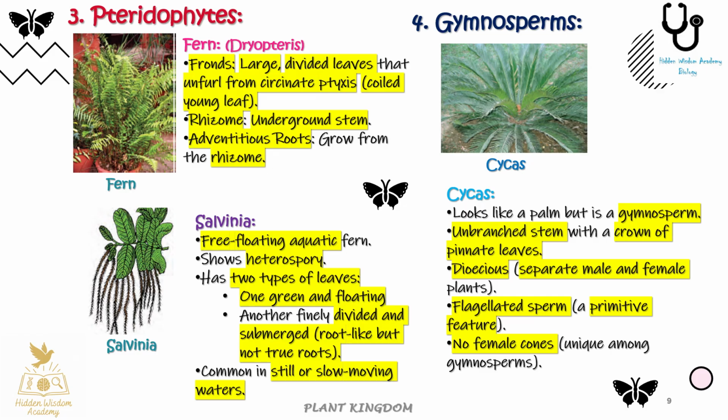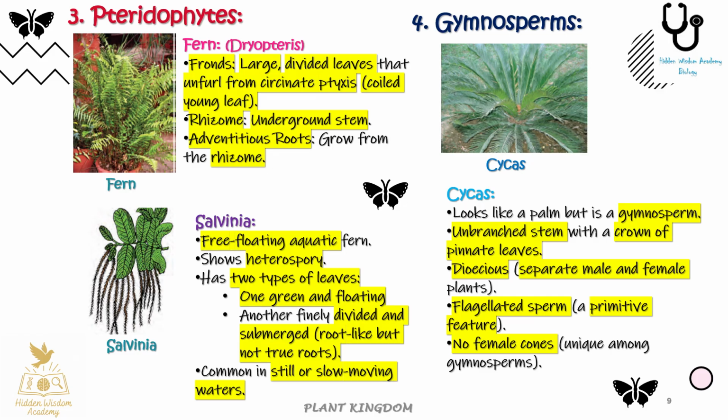The plant has an underground stem, called a rhizome, which helps in vegetative propagation. Adventitious roots grow from this rhizome and help the plant anchor and absorb water. So, when you see a typical garden fern, you're most likely seeing Dryopteris or a similar species.